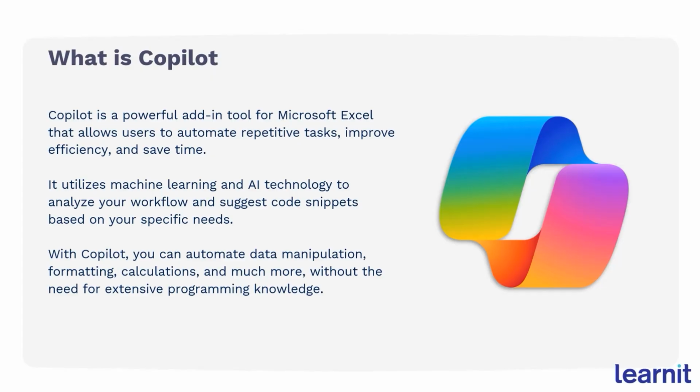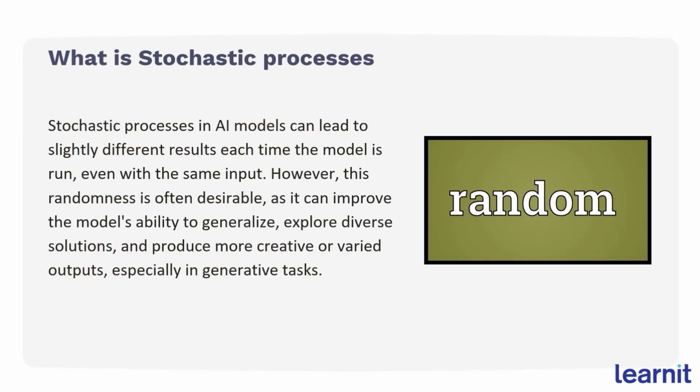Now, a couple of things about Copilot is the way that it comes out with outputs. An input is when you ask it a question, and the output will be the result or the answer to that question. The way that it randomizes this is known as a stochastic process. A stochastic process in AI models can lead to slightly different results each time the model is run. So even though we put in the same input, say, how much does this equal out to, my total sales, it might not be word for word the same exact output. And this is often what is desired, right?